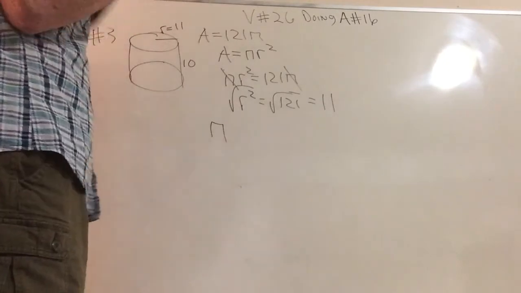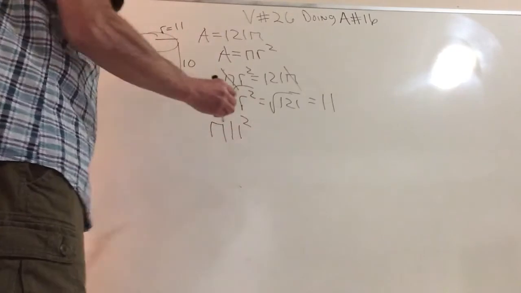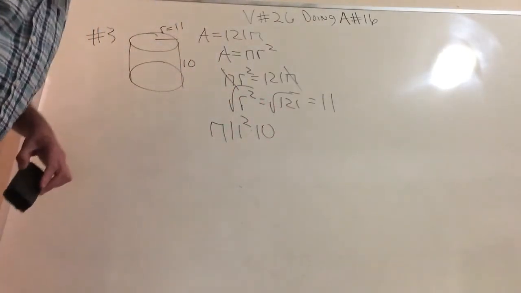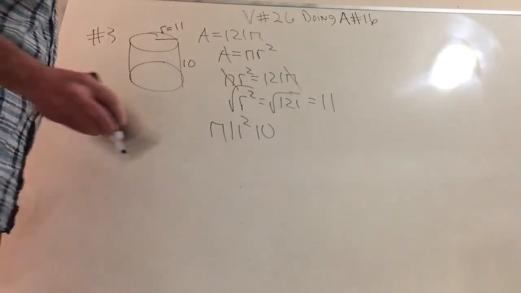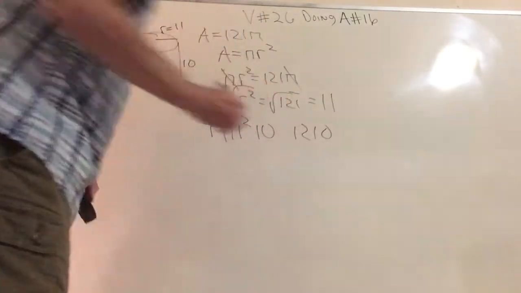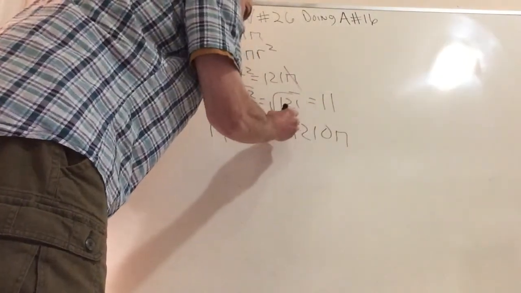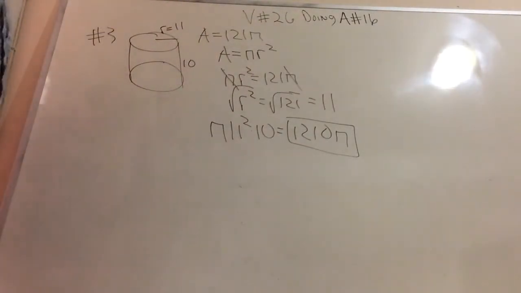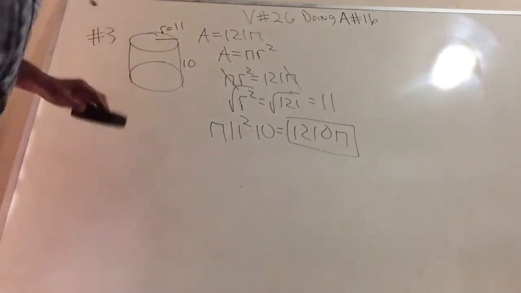Pi, no 1/3 this time, obviously, it's a cylinder. 11 squared times 10, and there's going to be the answer. And when you work that out on the calculator, at least that's what I got, 121 times 10, I just added a 0, as we learned in scientific notation. Tag along the pi because everything's in terms of pi, so we can do the math easily, and the answer's there. Okay? All right?